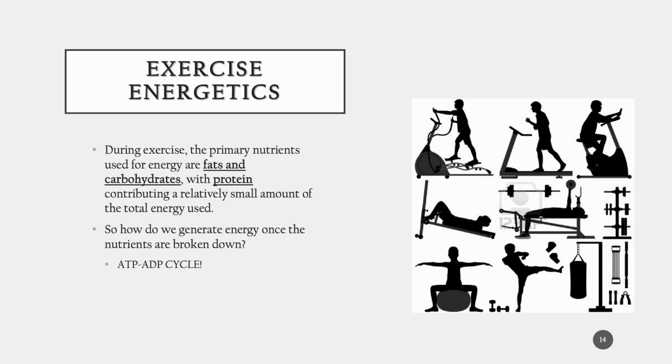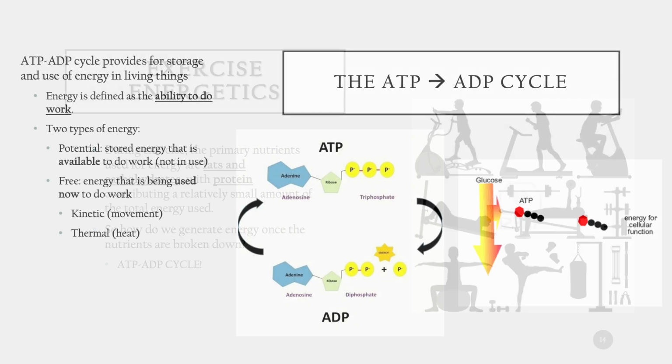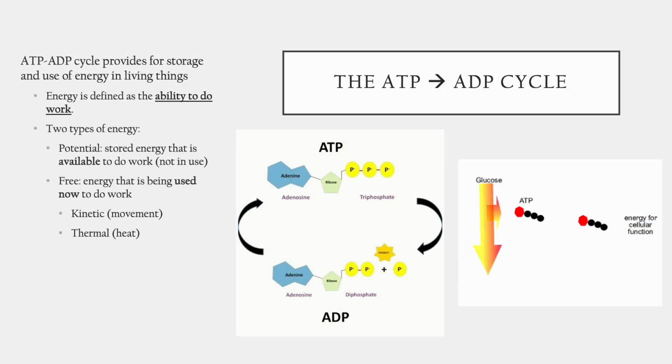We have ATP. What do we do with it? ATP now has to get broken down and then resynthesized. This is known as the ATP-ADP cycle. Here's our cycle. The ATP-ADP cycle provides for storage and use of energy in living things. Energy is defined as the ability to do work.